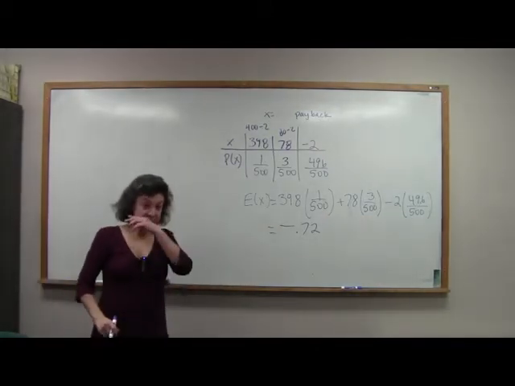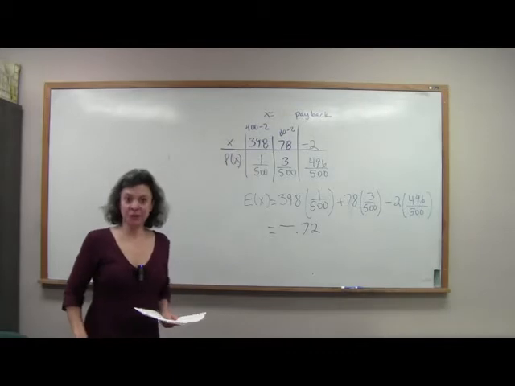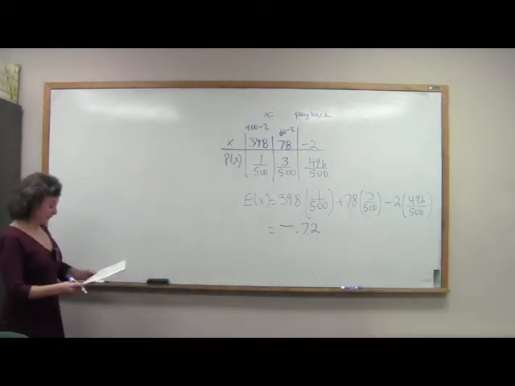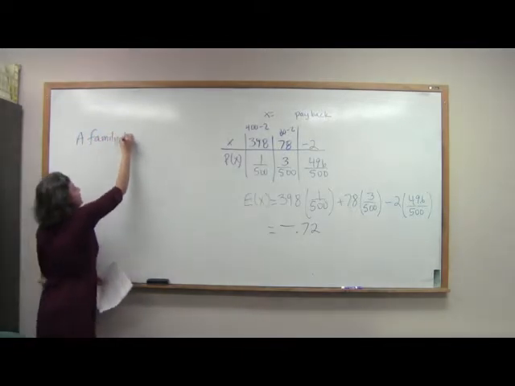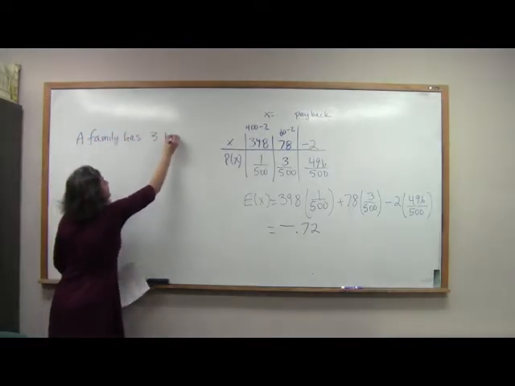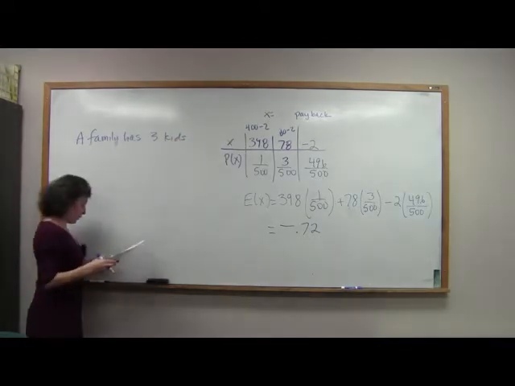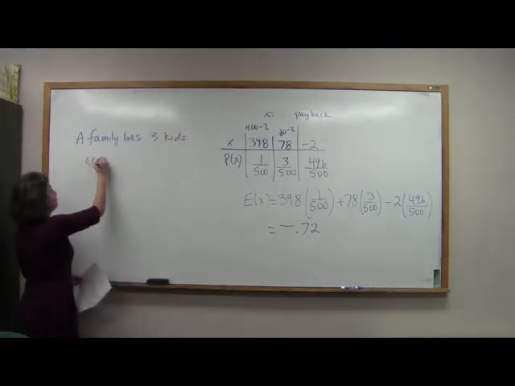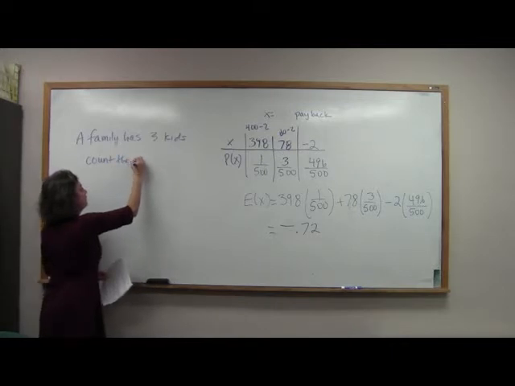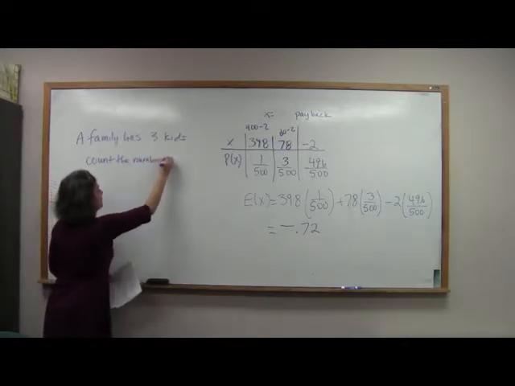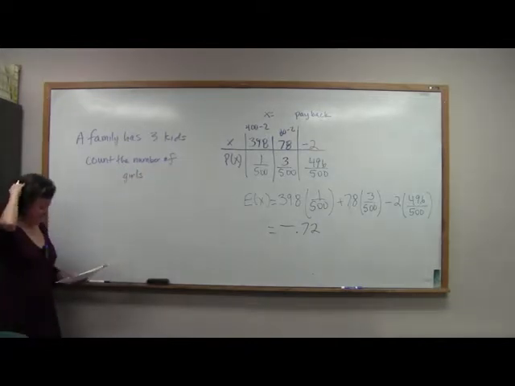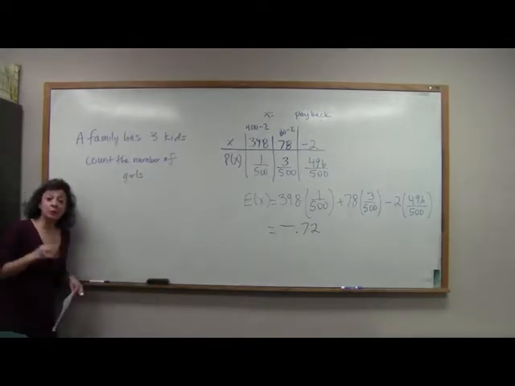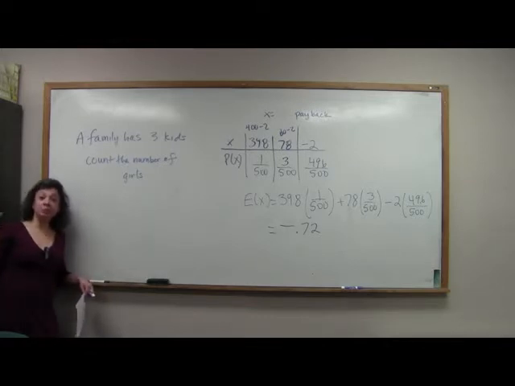So first what we're going to do is construct our table, and then find the expected value. Suppose a family has 3 kids, and what we want to do is count the number of girls. Now, I claim that we can actually construct this table using our binomial distribution.